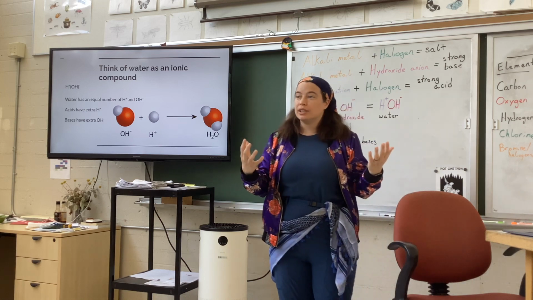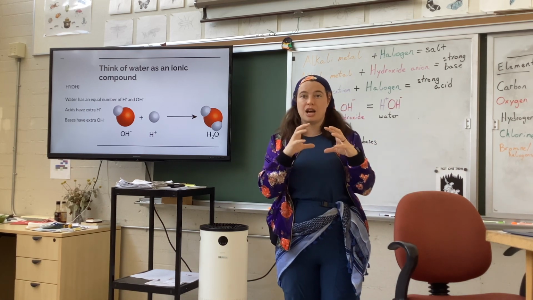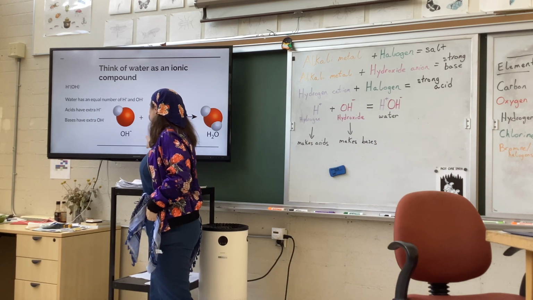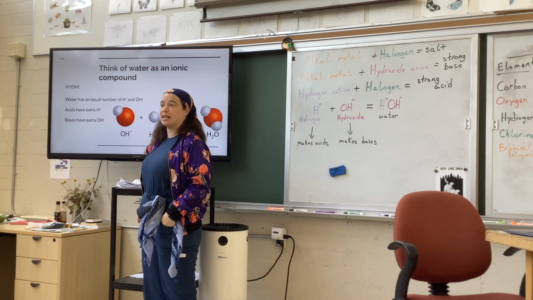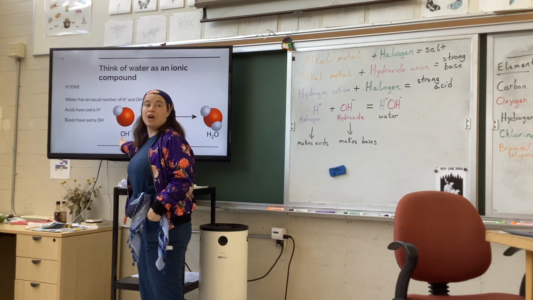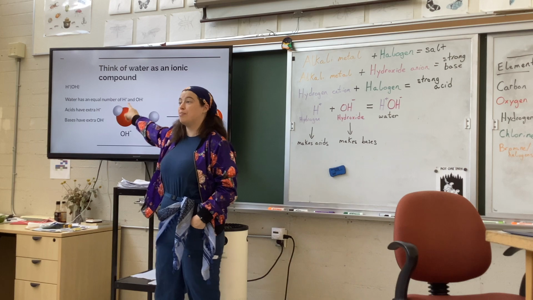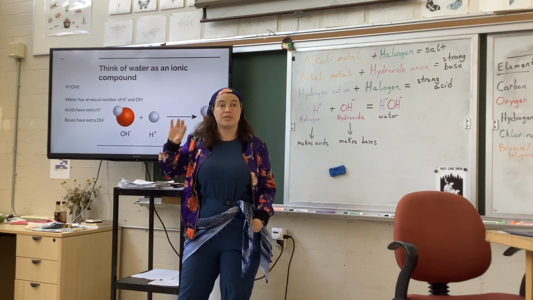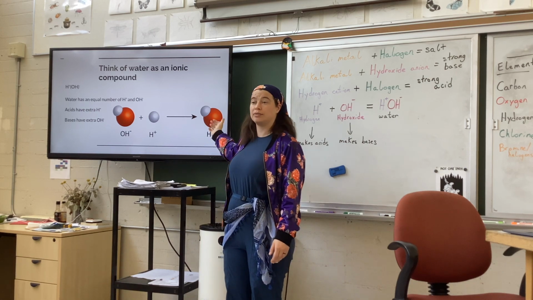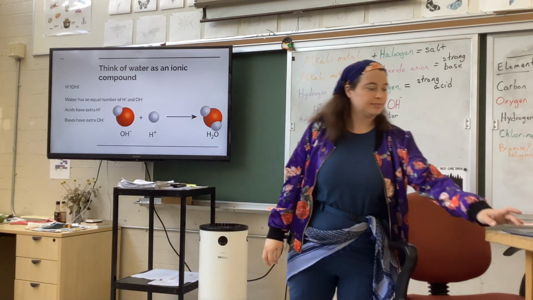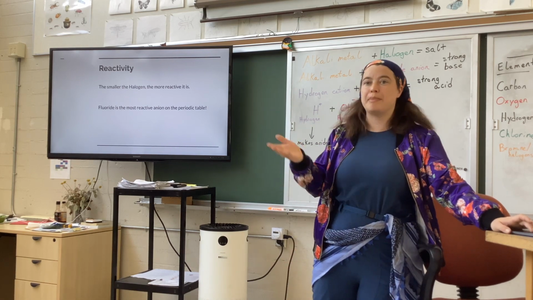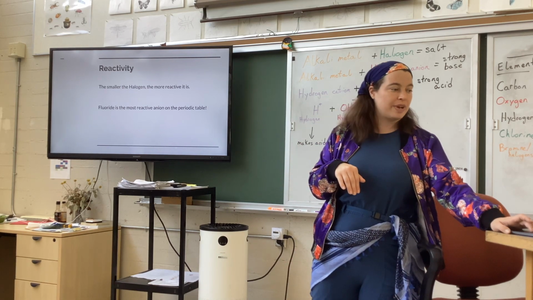And remember, imagine water as an ionic compound with these two ions. The hydrogen cation, if there's extras of these, you have an acid. And the hydroxide anion, if there's extras of these, you have a base. If what you have is both things in equal measure, if there's equal amounts of each, then you're just going to get water, right? They'll bond together to make water. All right, we've already talked about the reactivity of these things. Remember, the smaller the halogen, the more reactive they are.